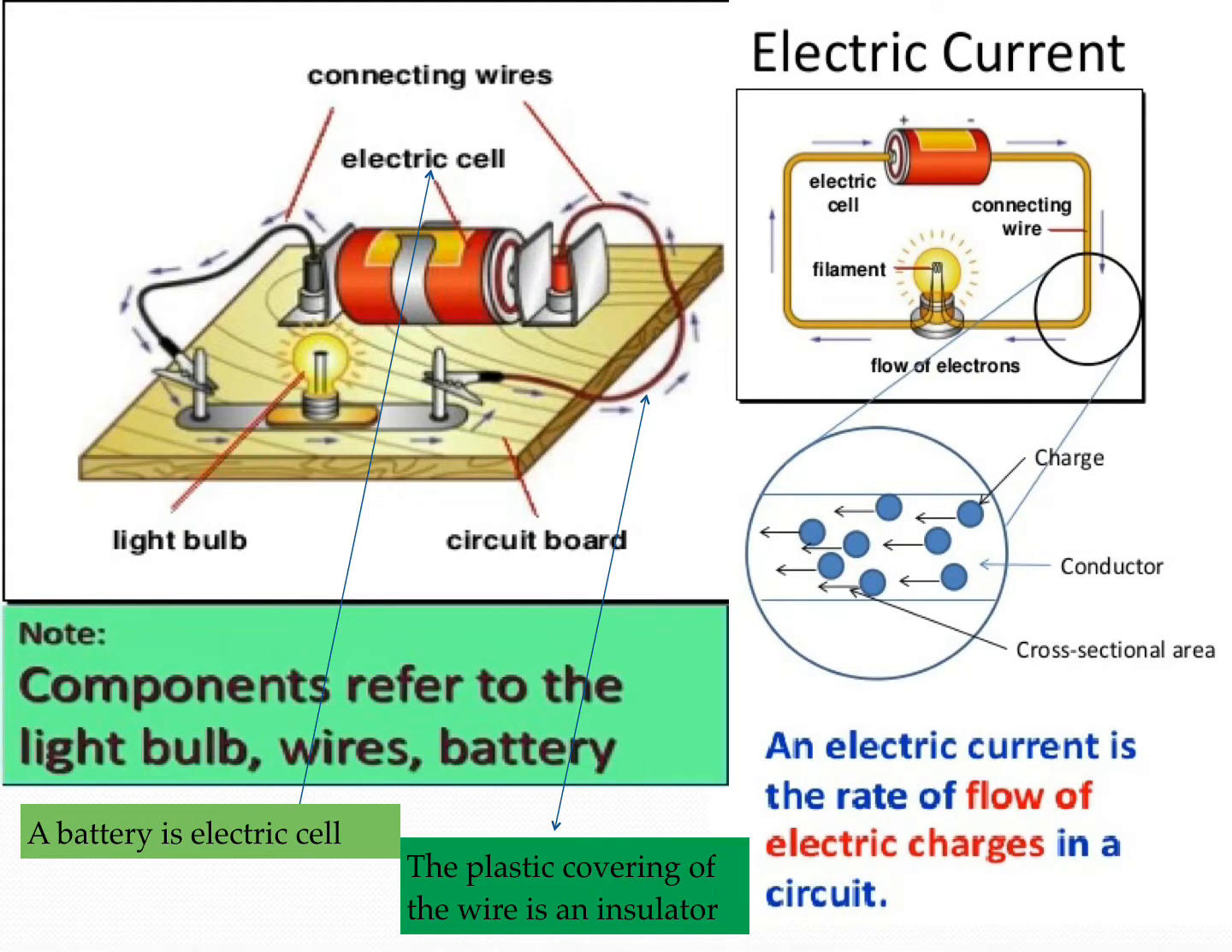Why? Because it supplies energy to move charge through a circuit. So what does an electric cell or battery do? It supplies energy to move charge through a circuit. Don't forget that. There's another thing in the image in front of you, which is an arrow on the wire that tells you the plastic covering of the wire is an insulator. So remember, every wire or every conductor is covered with an insulator, which is usually made of plastic.